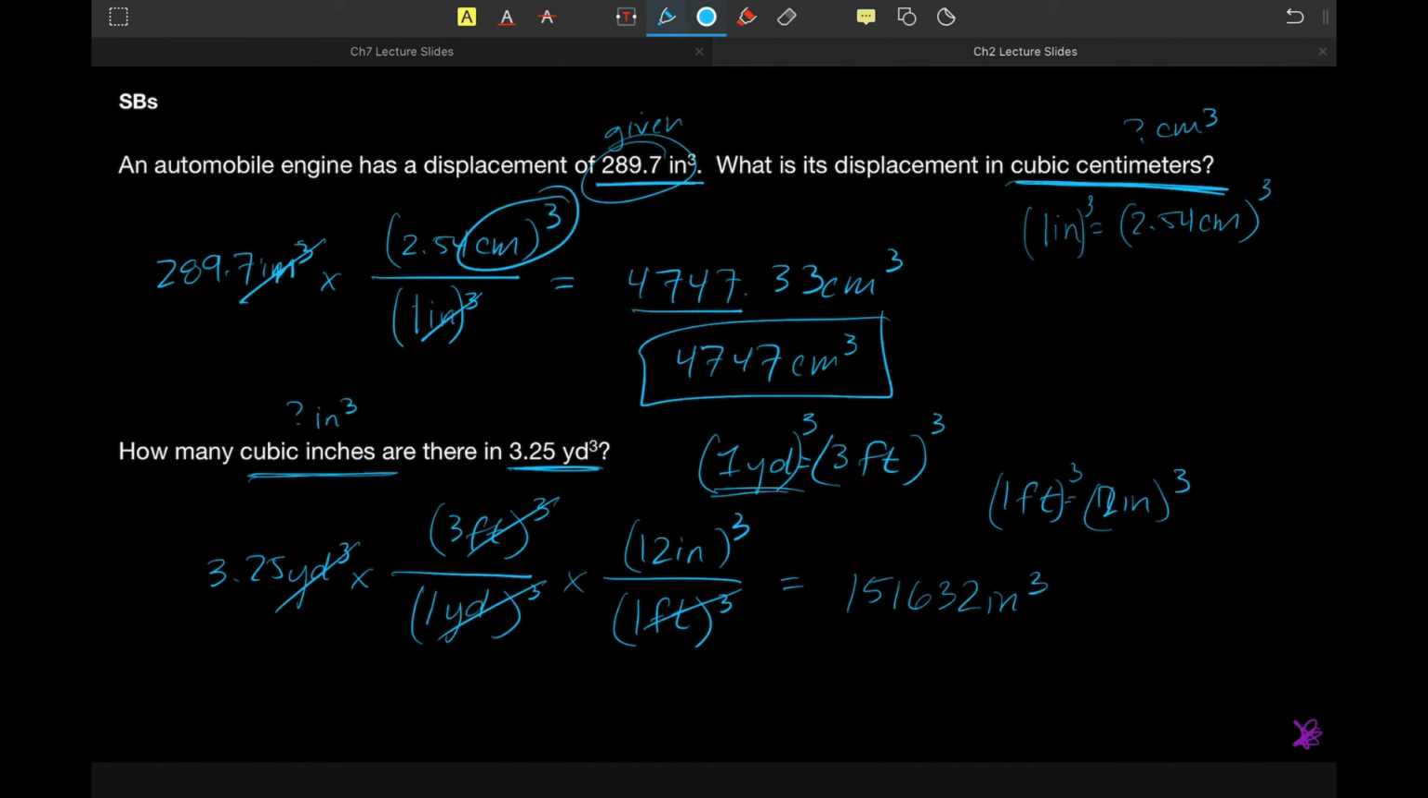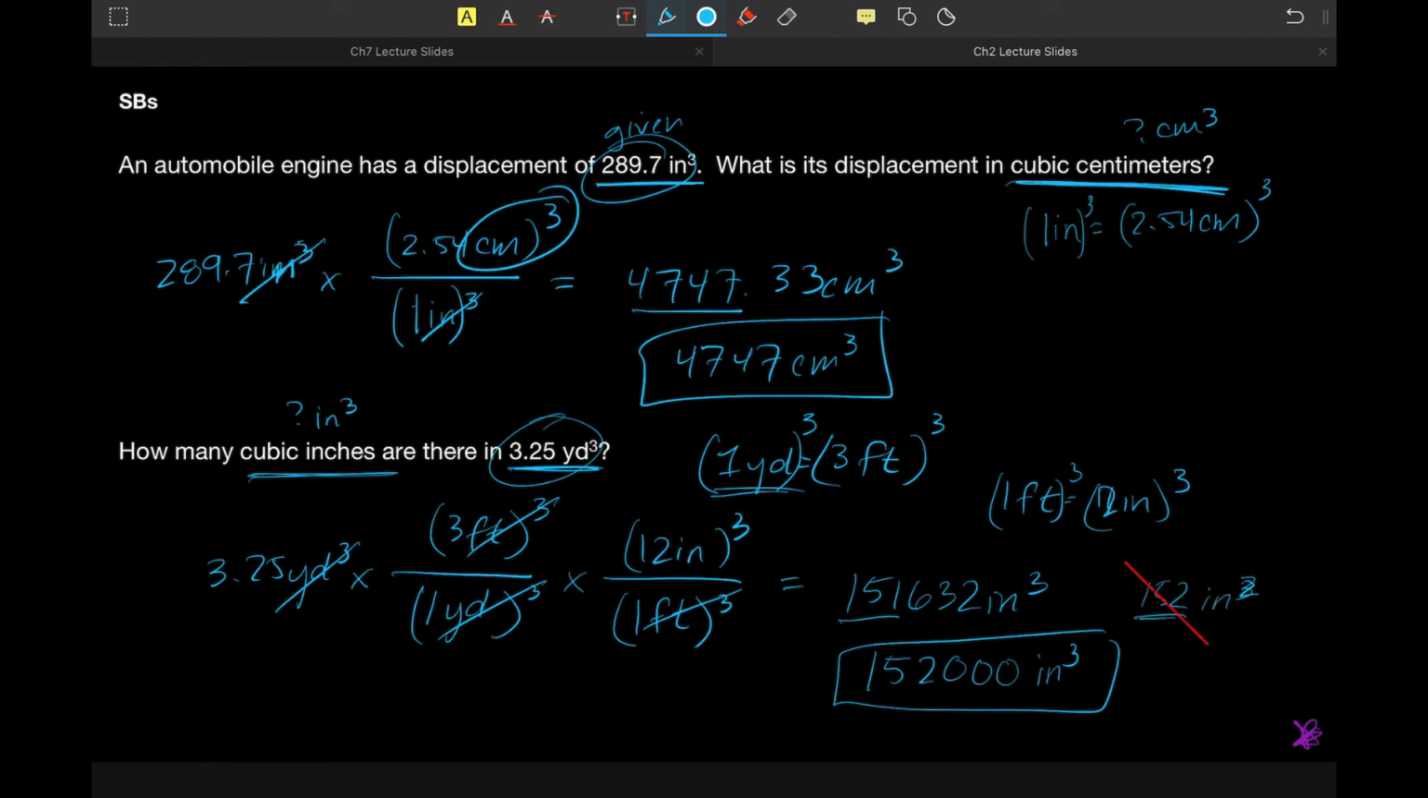And so now we're going to round this to 3 sig figs, so 152,000 inches cubed. Because again, if I stopped at 152 inches cubed, that's the right number of significant figures, but it's not the right sized value, yes? And don't forget, you could always express this in scientific notation if you prefer. So 152 times 10 to the 5th inches cubed would also be a correct representation with the right number of sig figs, if that's what you prefer.